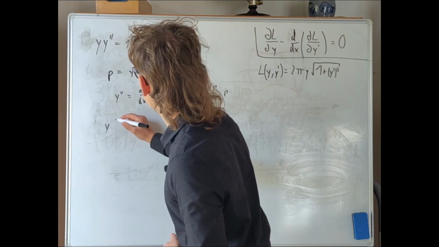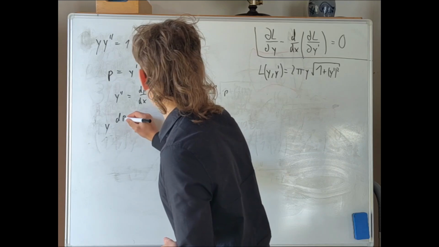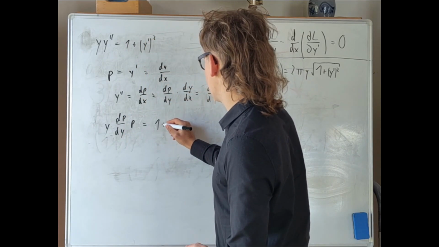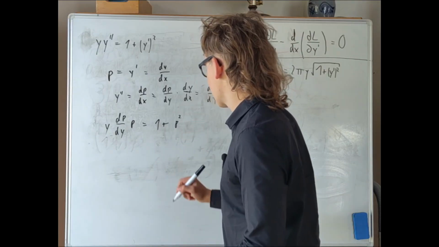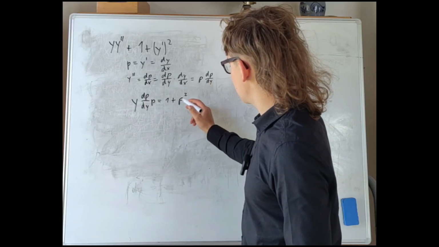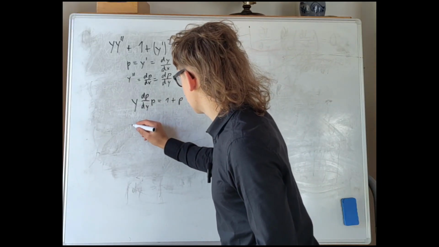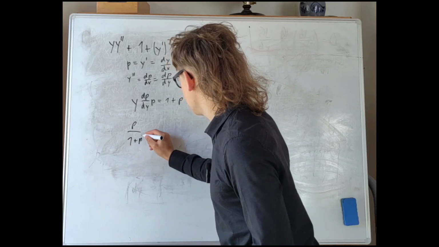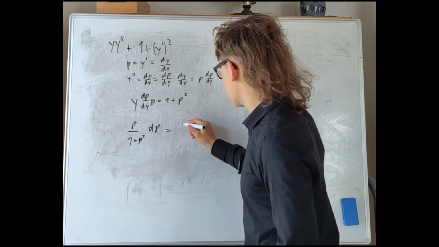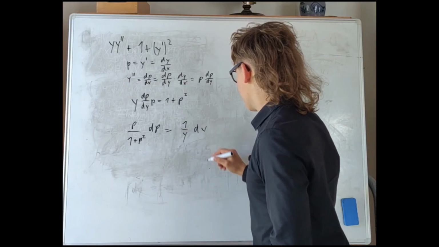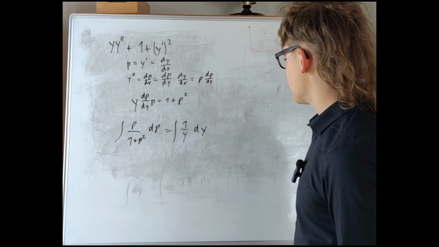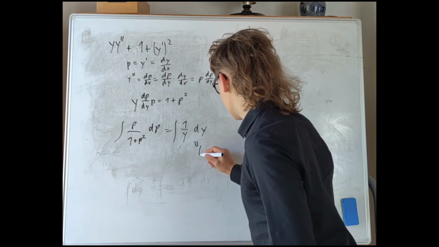We now rewrite this formula. We just figured out that this is dp over dy times p, and this will be equal to 1 plus p squared. Okay, so my battery ran low, but now we'll continue. So we get 1 plus p squared to the other side. So this is p over 1 plus p squared dp, and we get 1 over y and dy to the other side. So this is 1 over y dy.